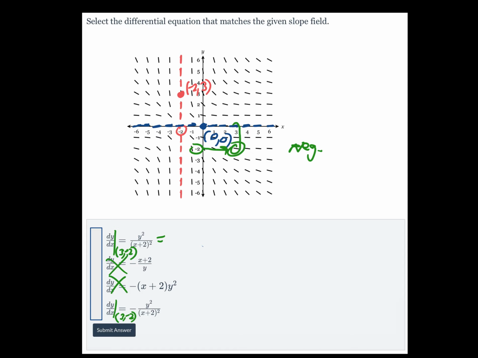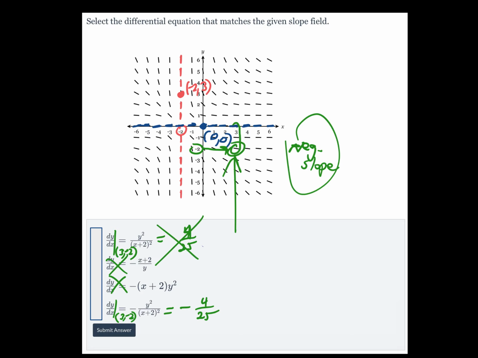I plug in, I get 4, I get 3 and 2 is 5 squared, which is 25. So that's 4 over 25. Let's do the other one, see what we get. That's a negative in front, that's negative, negative 2, that's 4. And then we have a 3, that's 5, that's 25. Okay. Well, I think that gives us the answer because remember what we just said, we needed a negative slope, right? And this one is a positive slope. We found our answer, I think.